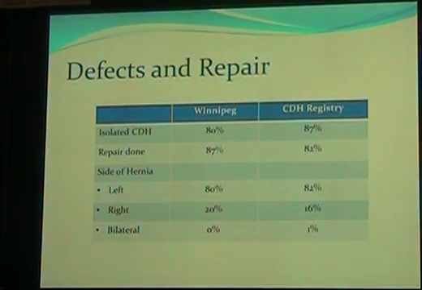And as with the registry, almost 4/5 of all defects are on the left, with the minority on the right, and very few are bilateral. If you did come across a child with bilateral diaphragmatic hernia on transport, for one, they likely would not survive because they'd be quite sick, and secondly, it would be quite common for them to have additional chromosomal or other anomalies, which would complicate their course.